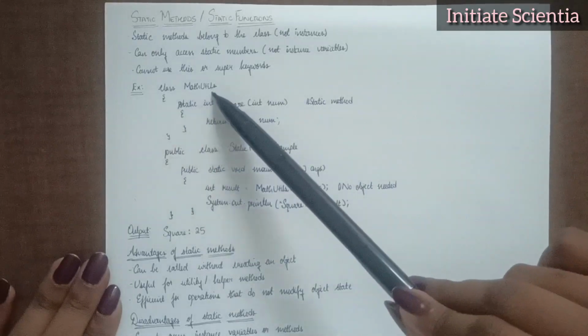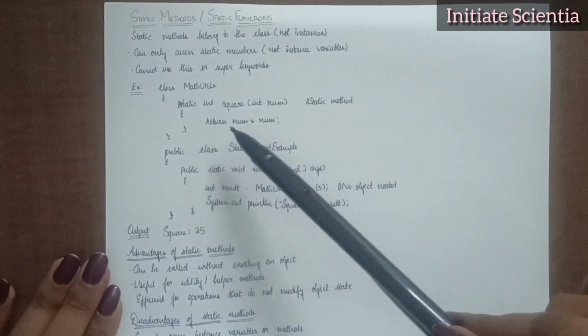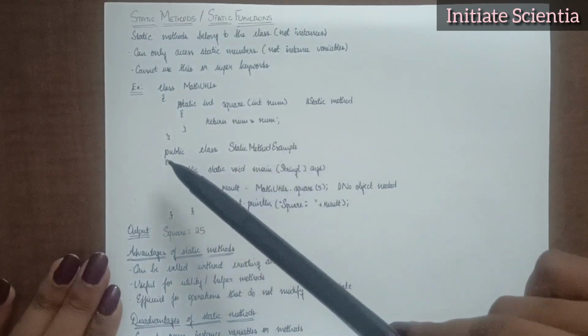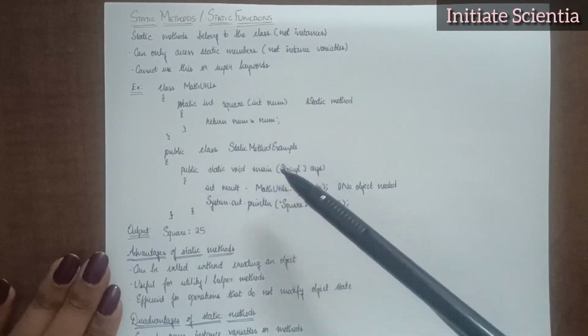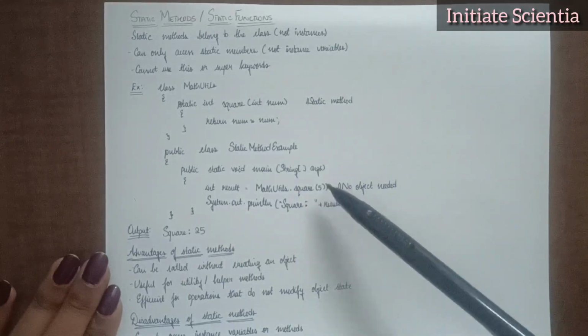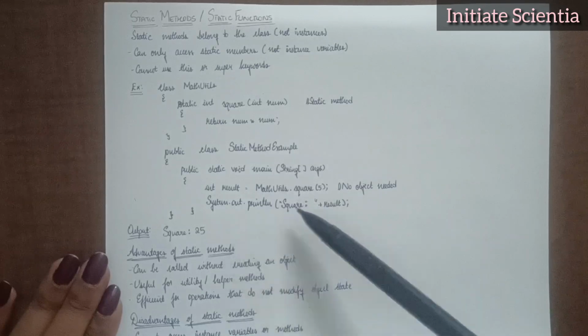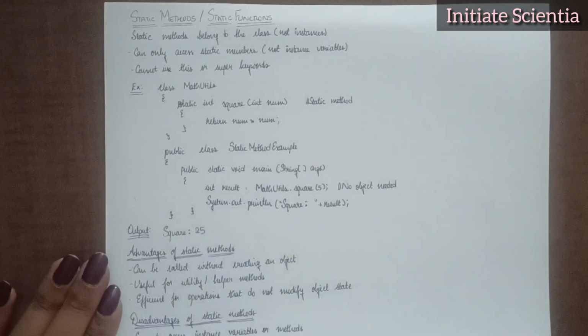Example: class MathUtils, static int square(int num), this is a static method, it returns num times num. Public class StaticMethodExample, here you have the void main. int result = MathUtils.square(5), you're passing the value, no object is needed, and you print the square result. So the output that's printed is square 25.